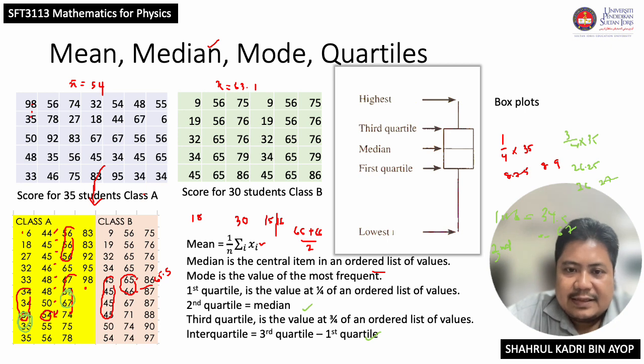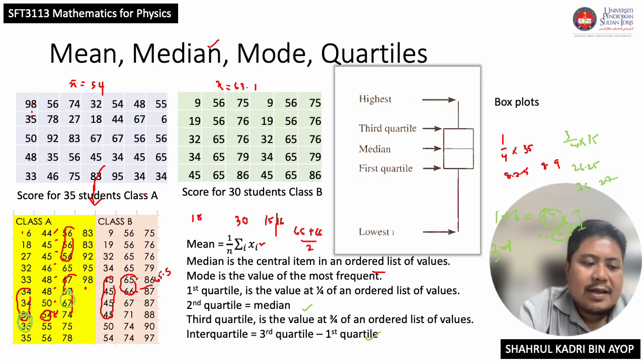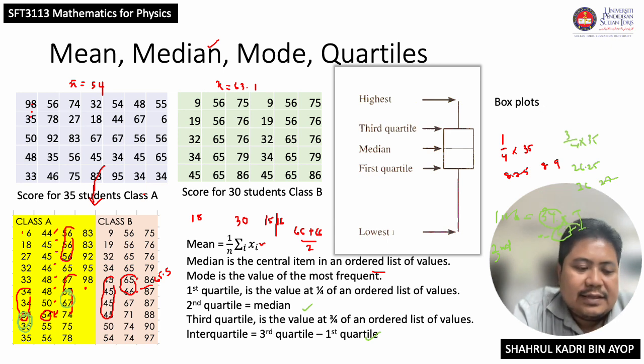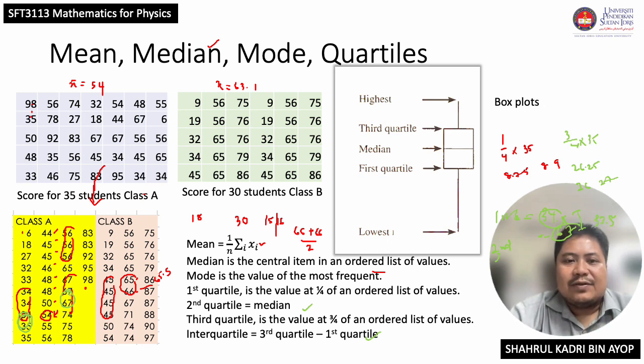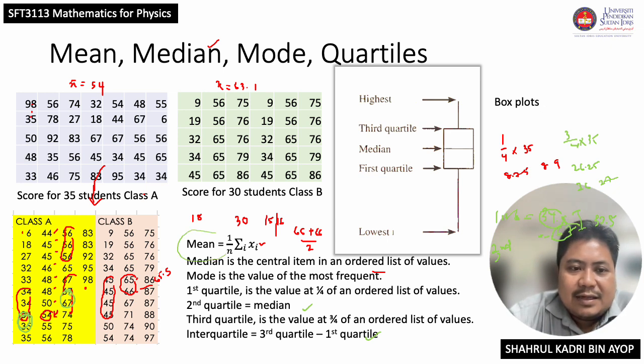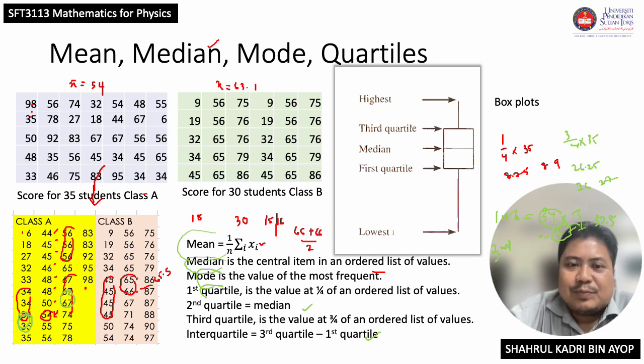And lastly, the interquartile range. The interquartile range is the third quartile, so this value 67, minus 34.5. So this is the range between the quartiles: we subtract 67 minus 34.5. It is 32.5.